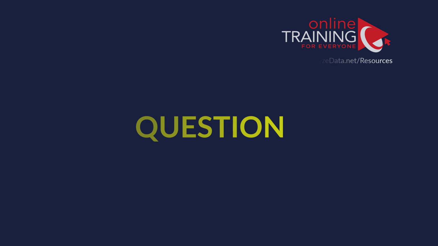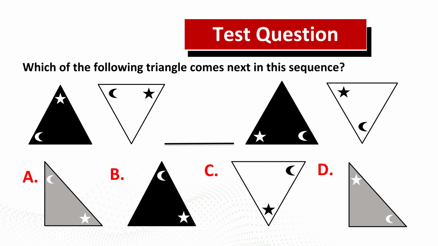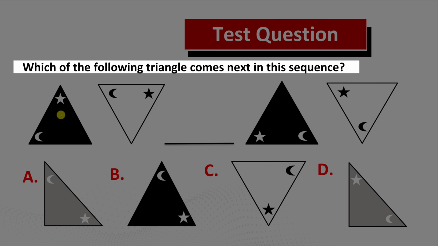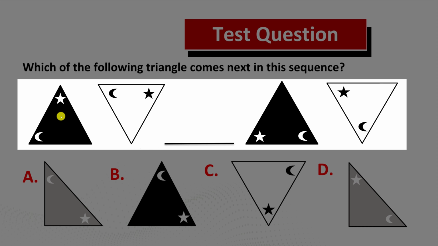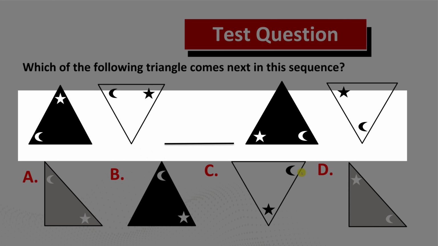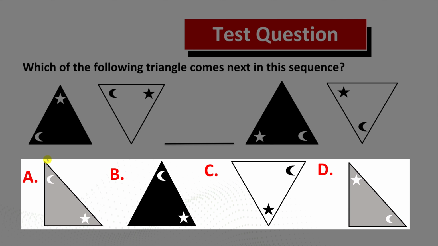Here is the tricky question from the real test, but somehow I have a feeling that you might come up with the answer on your own. Which of the following triangles comes next in this sequence? You have 5 triangles, one is missing, and the one that's missing is in the middle. And you have 4 different choices, A, B, C, and D, of 4 possible triangles that you can fit into this middle spot. Do you think you know the answer?